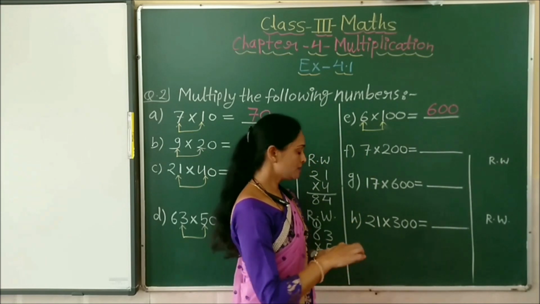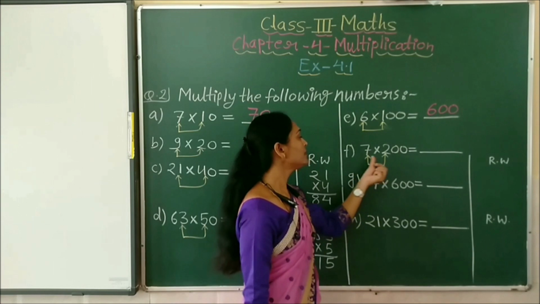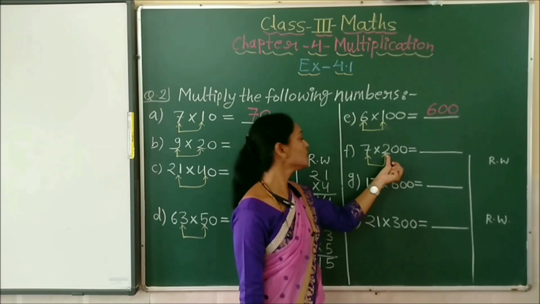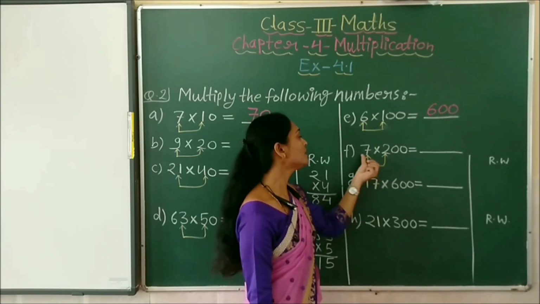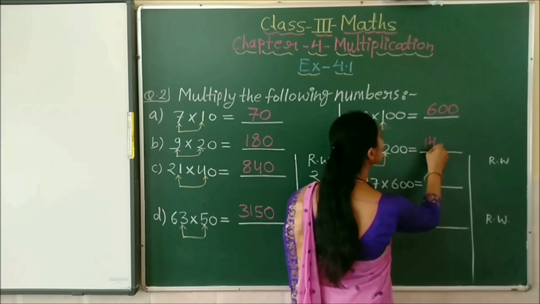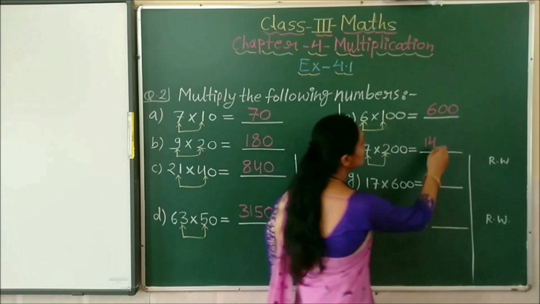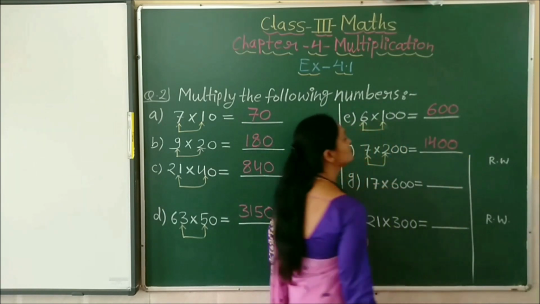Then same way these two numbers we will multiply. Same way we will multiply 7 and 2. So 7 twos are how much? 7 twos are 14. So first we have to write here 14 and then we have to put how many zeros? 2 zeros. So we will write here 2 zeros.